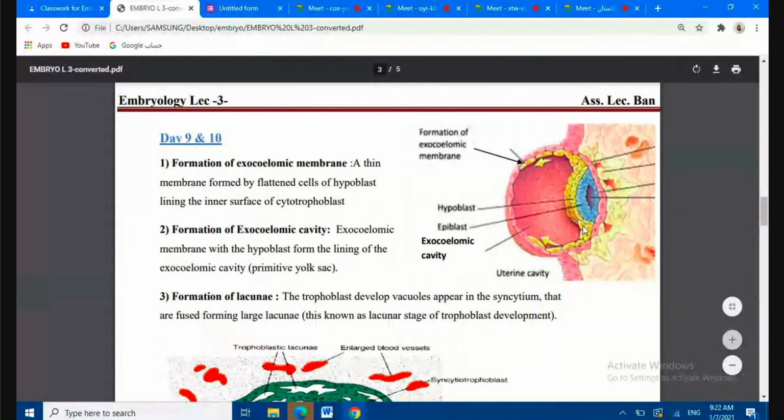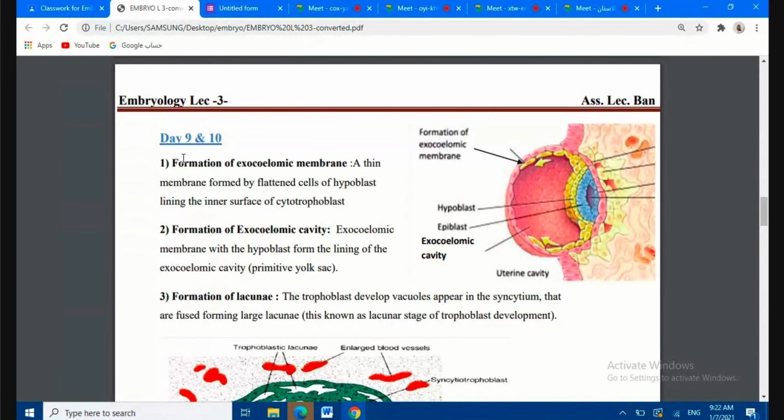The hypoblast, which is the yellow one. So first of all, the event that happened in day 9 and 10 is the formation of the exocoelomic membrane. How will this membrane form? It says that a thin membrane is formed by flattened cells of the hypoblast lining the inner surface of the cytotrophoblast. Look at this pink layer, which is mononucleated; we call it the cytotrophoblast.